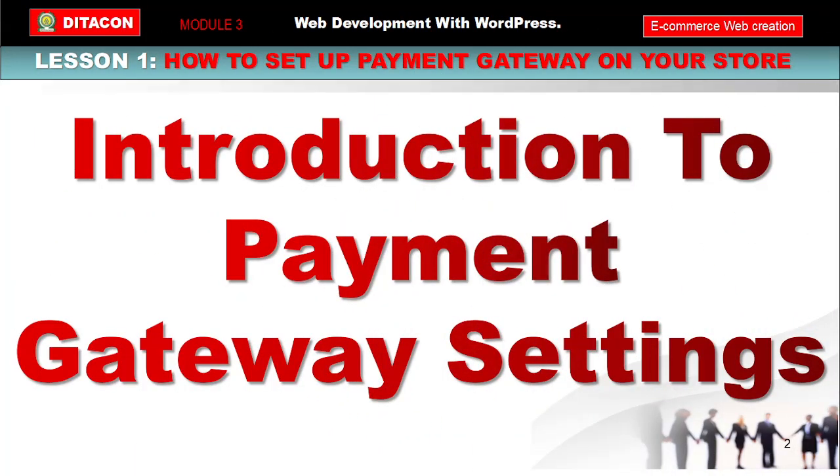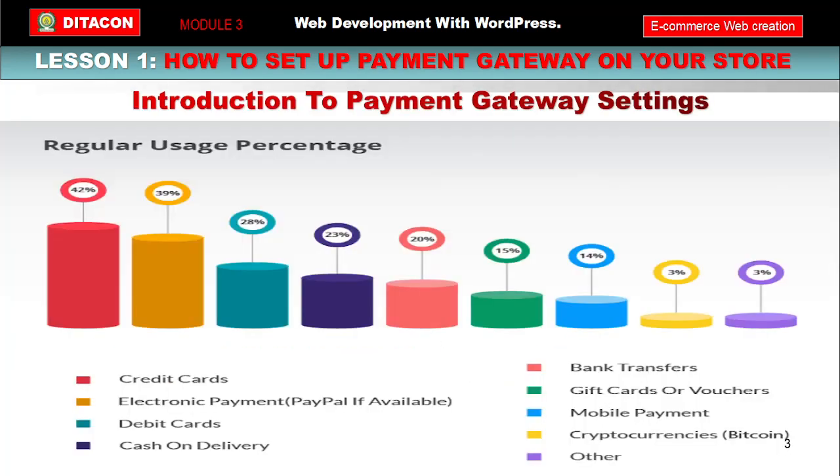Now, introduction to payment gateway settings is what we want to show you in this lesson one. It is important to understand how this works. These are the most popular available payment methods, so you can understand the percentage by which the users are using them. Check the number, the payment method, and the color. For example, credit card is 42%. You can see it is the highest statistic.